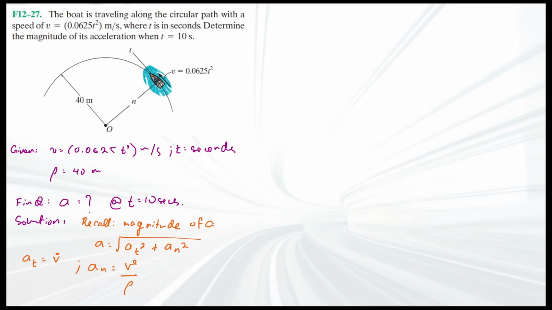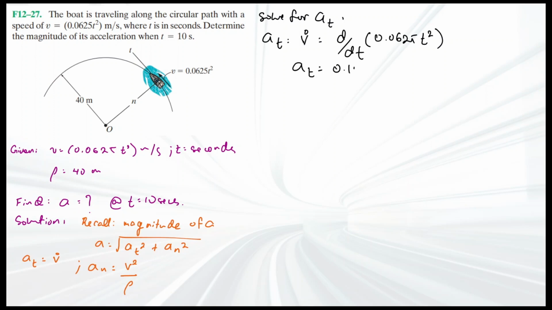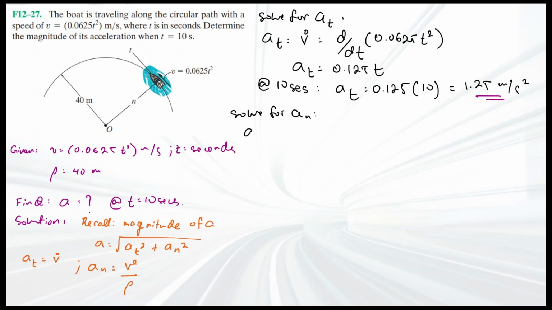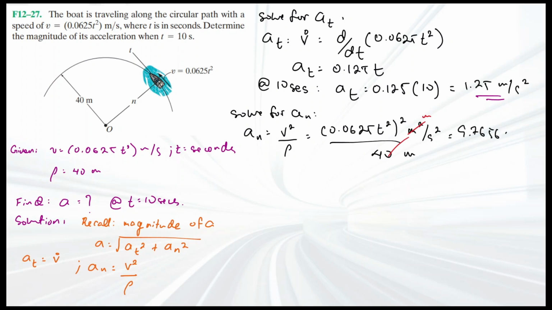Okay, so let's solve the components of this equation one by one. For tangential acceleration, we simply take the derivative of 0.0625 t squared, and we will get 0.125 t. Now, at 10 seconds, we just substitute that. So, AT here will be 1.25 meters per second squared. For AN, we simply get the square of our velocity and divide by its 40 meters. So, all we have to do is just do that, and then substitute at 10 seconds.